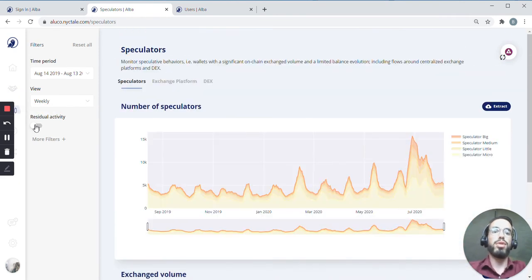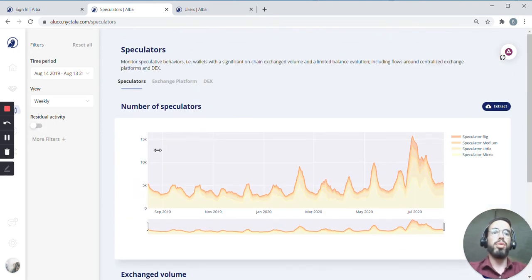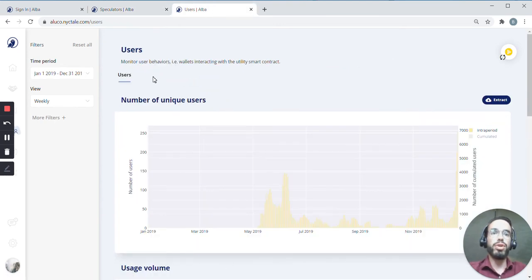This is a very interesting indicator to analyze the effective decentralization of a given network. The Speculator tab represents wallets labeled as such and their associated exchange volume. In the short-term perspective, we will add there 2 other pages dedicated to the activity around centralized exchange platforms and decentralized exchanges.